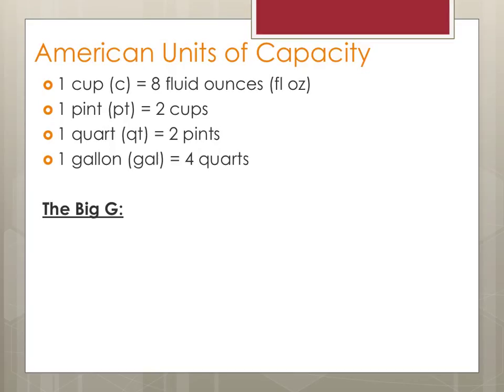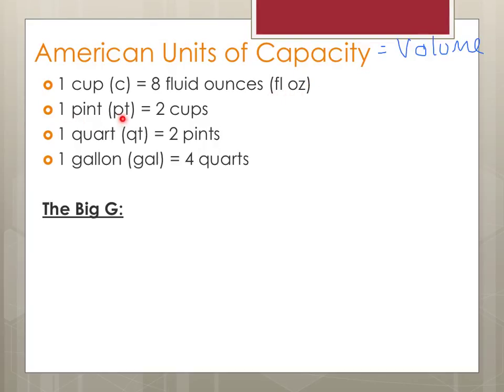Now let's look at the units of capacity. You may have heard volume is another way that we can say that. That's the amount of space something takes up. So think about filling up a container with a liquid or a sand, something like that. That's what we mean when we refer to capacity. So 1 cup, C, is 8 fluid ounces, abbreviated FL OZ for fluid ounces.